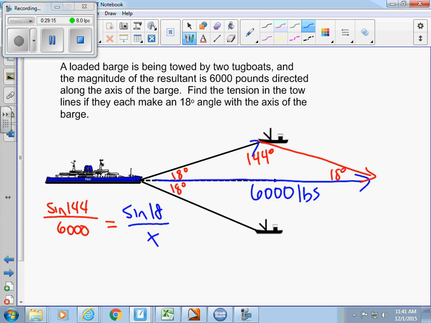Now, somebody might say, well, why isn't it not both 3,000? They're off to the side. They're not straight on, so they're going to have to pull a little harder to get that 6,000 pounds of force on that vector. Does that make sense?